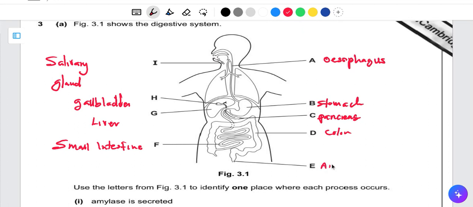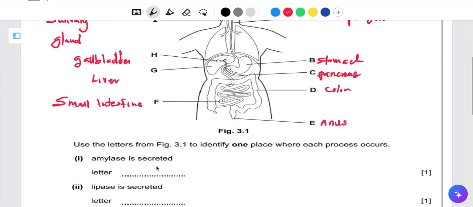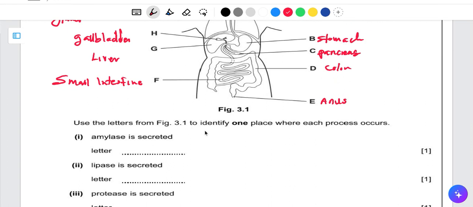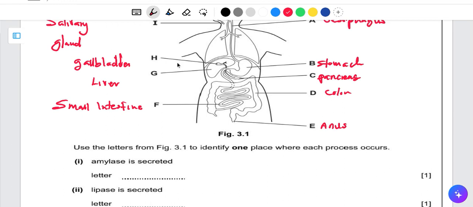Right. So use the letters from figure 3.1 to identify one place where each process occurs. So amylase is secreted from which place? Amylase is secreted from part I, which is the salivary gland. Then lipase is secreted by which part? The pancreas. So I'm just going to say C.